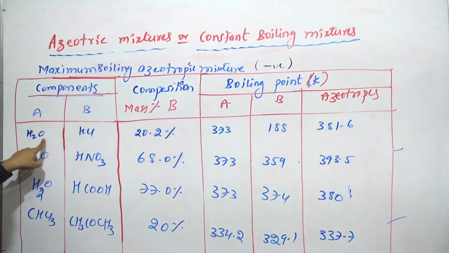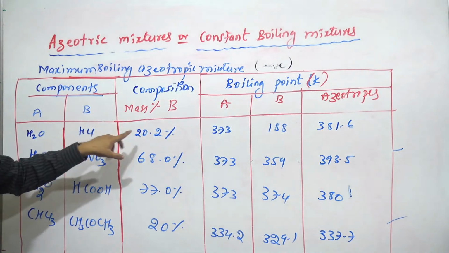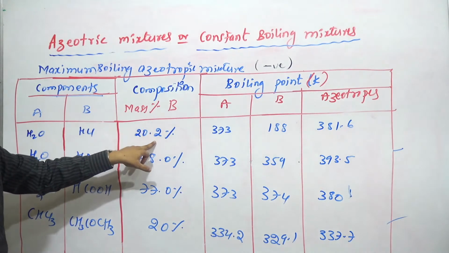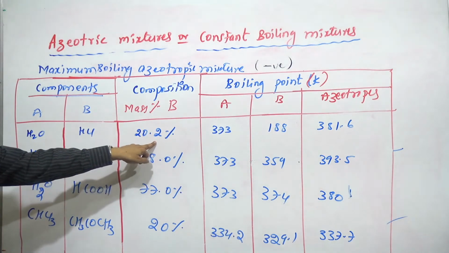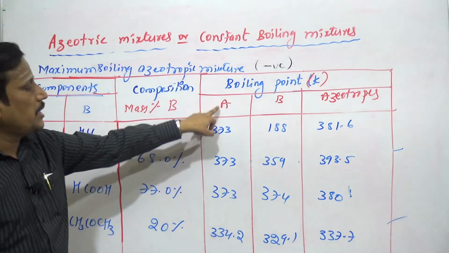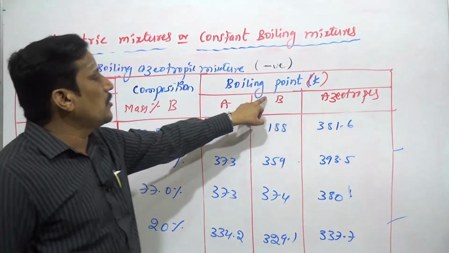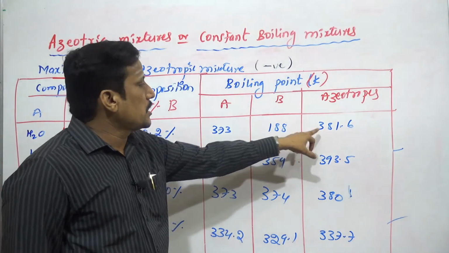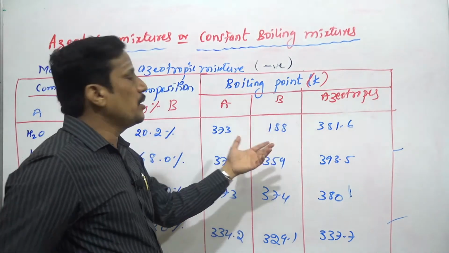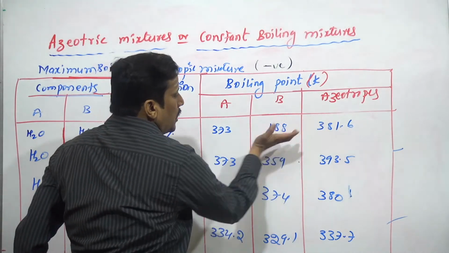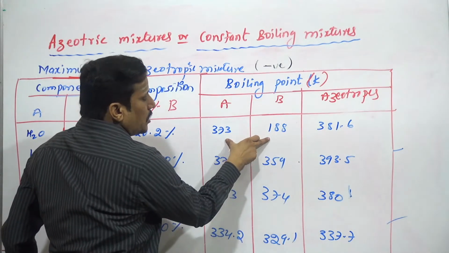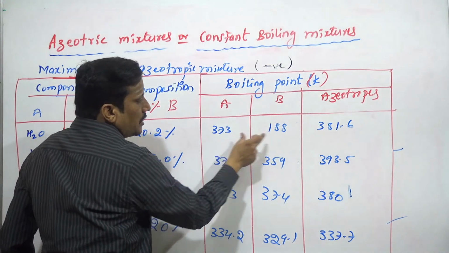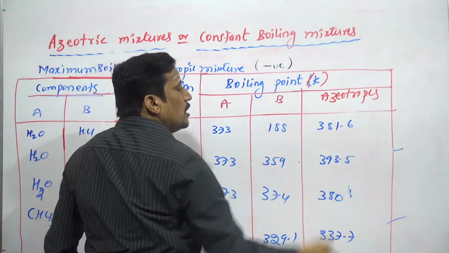Here the mass percentage of HCl is given. Mass percentage of HCl is 20.2%. Remaining is water. The boiling point of water is 373. The boiling point of HCl is 188 Kelvin. But they boil at 381.6. Maximum boiling azeotropic mixture: mixtures which are boiling at a temperature more than the components. This is 373, this is 188, but boils at 381.6.